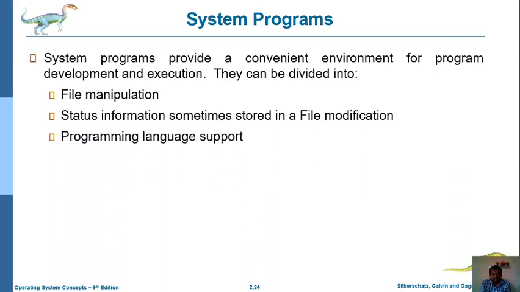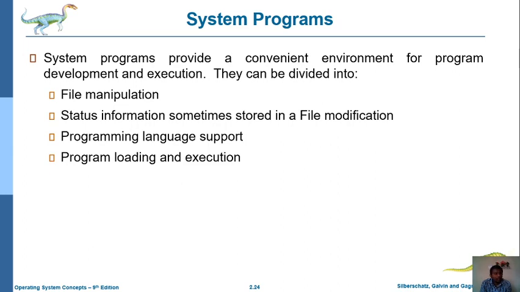And status information. Whenever we want to know the status of how much data is stored in our hard disk, or how much free memory is available in our hard disk, we use such kind of information. For that purpose, we are using status information. The next one is programming language support. System programs can also provide a programming language support environment. That means to implement or use any specific programming language, the system programs provide such an environment easily.